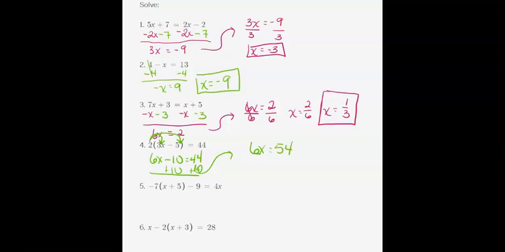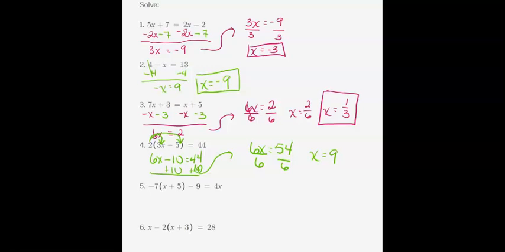I want to isolate the x, so I'm going to divide both sides by 6, because dividing by 6 undoes multiplication. And I'm left with x equals 9. See, we're moving quickly through these, but they're not too difficult if you take them step by step.